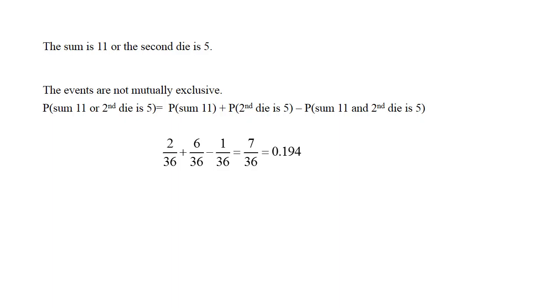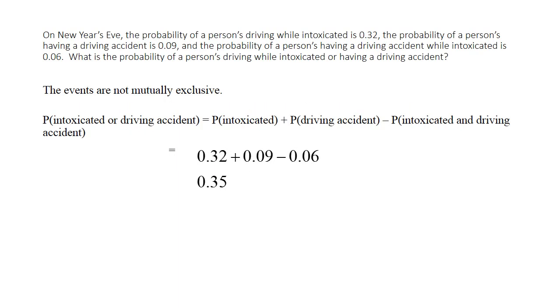This next question is also an OR problem, and the events are also not mutually exclusive. Again, we're using the same addition rule for events that are not mutually exclusive. The probability of someone being intoxicated or being involved in a driving accident is equal to the probability that the person is intoxicated plus the probability the individual is involved in a driving accident minus the probability of the individual being intoxicated and being involved in an accident.